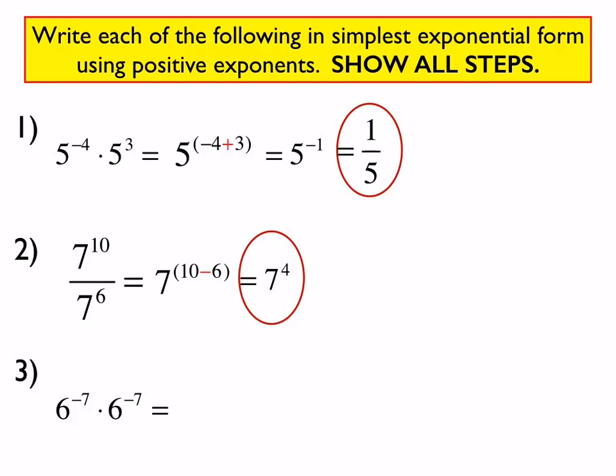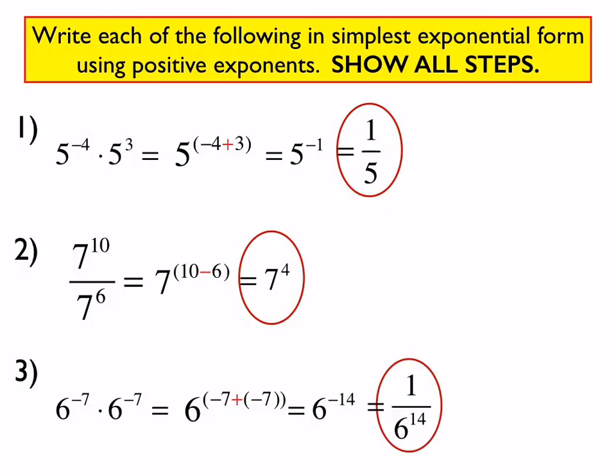Number 3, we have another multiplication problem with like bases. Therefore, we add exponents. Negative 7 plus negative 7 is negative 14. We need a positive exponential answer, though. Therefore, it should be 1 over 6 to the 14th.